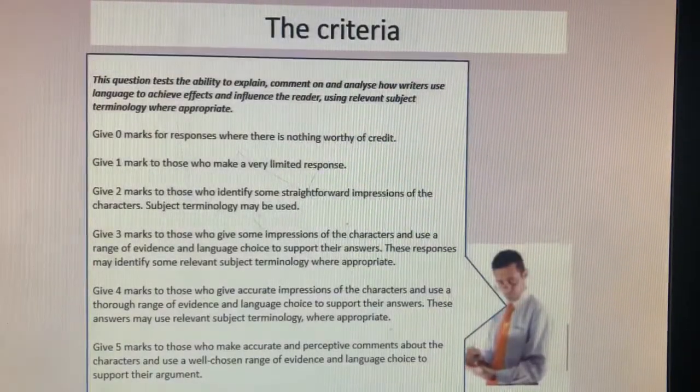The criteria for this question is as follows. It's only out of 5 and you'd need about 3 marks or so to pass. Once again, you'd notice you've got 3 marks then for those who give impressions of the character and use a range of evidence and language choice to support their answers. These responses may identify relevant subject terminology where appropriate. Okay, so you can see here this question is simply based on evidence, explaining that evidence and linking that occasionally to subject terminology. 5 quotes, 5 links to Kevin perhaps, or the character, and that would give you the 5 marks you need from this question.